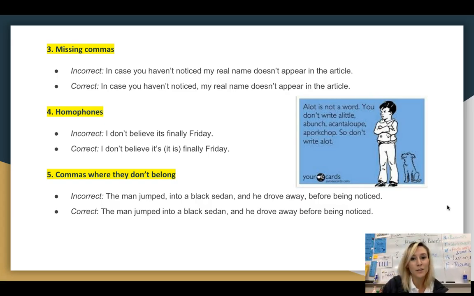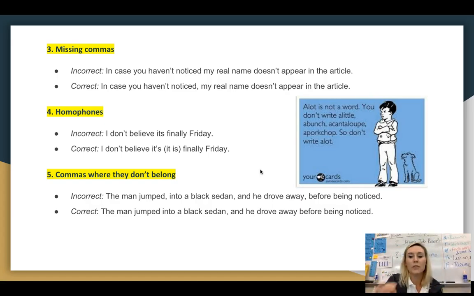All right, what about homophones? I know you guys know this one because you've gotten it like every year of your entire lives in English class. So, I don't believe it's finally Friday. We know what's wrong with that. I don't believe it's finally Friday. When you're using a contraction, it is, you have to make sure you include the apostrophe, like we learned in class.